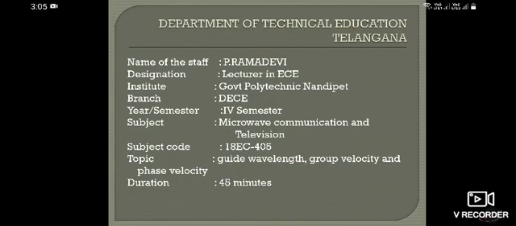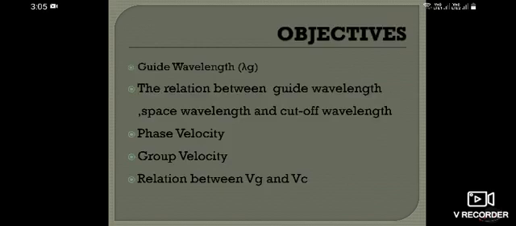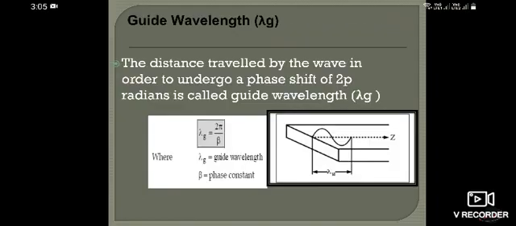In the previous session I showed the equations of the equivalent circuit of a transmission line, and after that I said what a group velocity and a phase velocity are. In this session I am dealing with what the guide wavelength, lambda g, is, the relation between the guide wavelength, space wavelength, and cutoff wavelength, what the phase velocity and group velocity are, and the relation between Vg and Vp. So we have a number of concepts in this session.